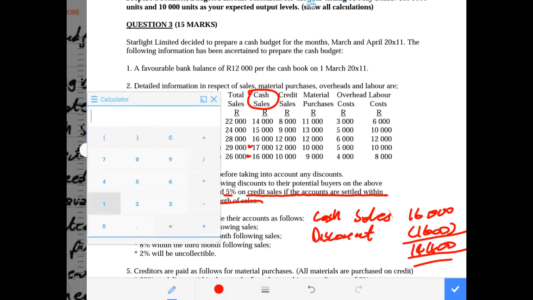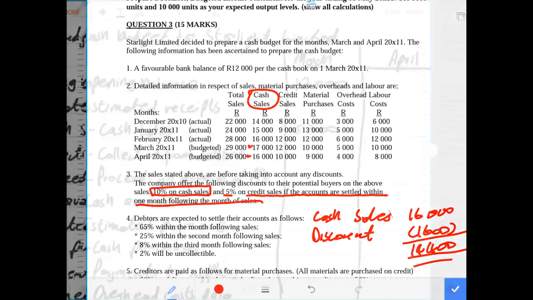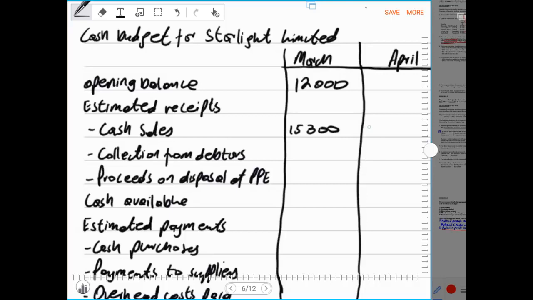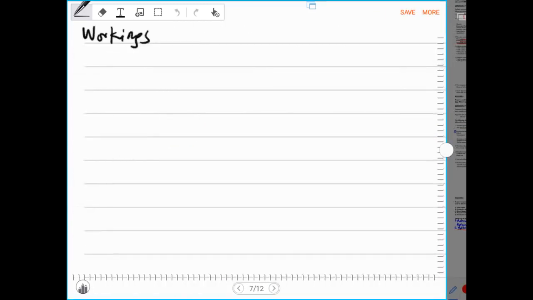Or else we could have just said 16,000 times 90%, because 10% was a discount. Then you still get 14,400 rands cash sales for the month of April. Then now we do debtors collection, and when it comes to debtors collection, we need to do our workings.